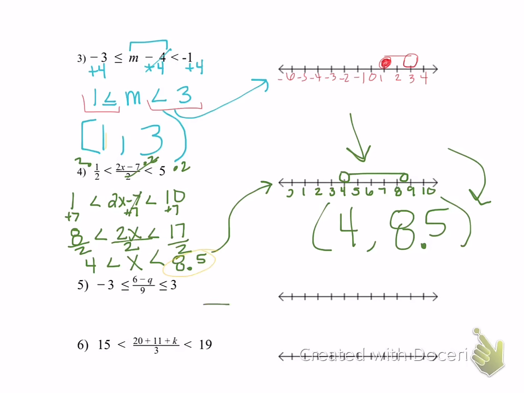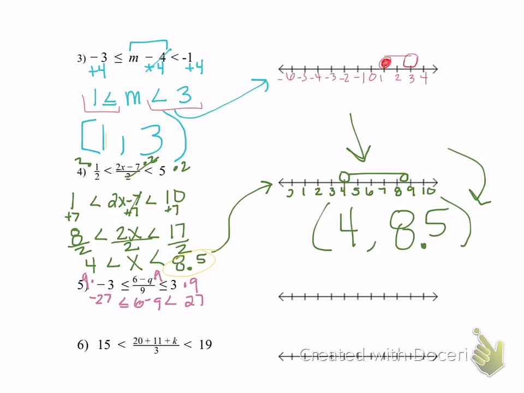Alright, number 5. Let's go ahead and solve number 5. So as we can see, we have that same process here, but with the 9. The 9 is dividing every single thing. So let's get rid of that first. So because it's dividing, we have to multiply each side by 9. So we've got -3 times 9, which gives us a -27. And I have my 6 minus q in the middle. And then I have just regular 3 times 9, which is 27.